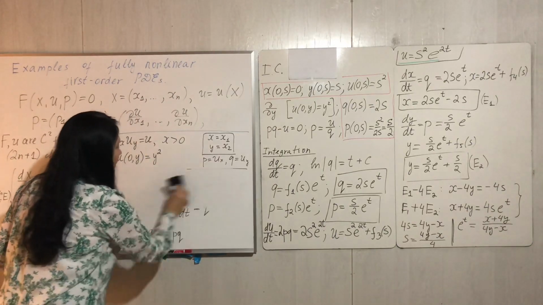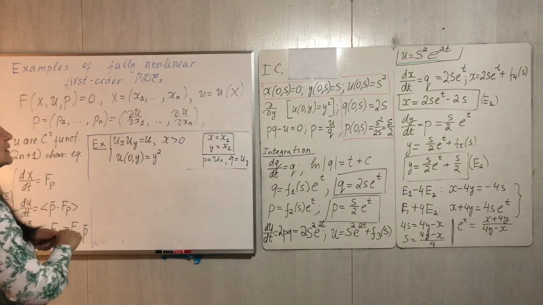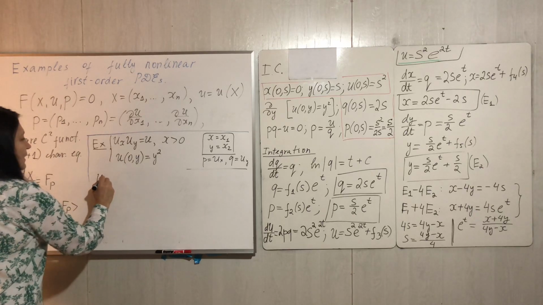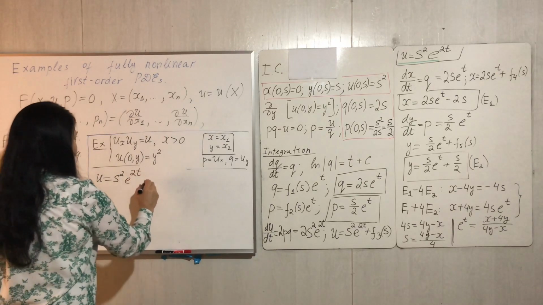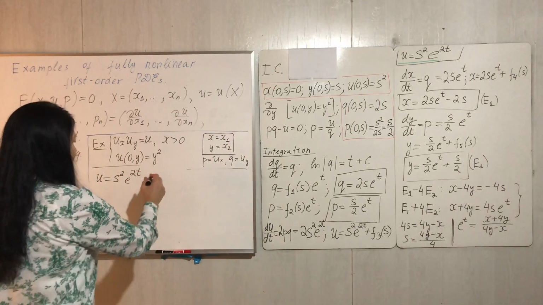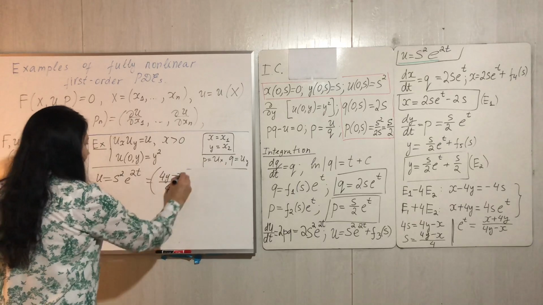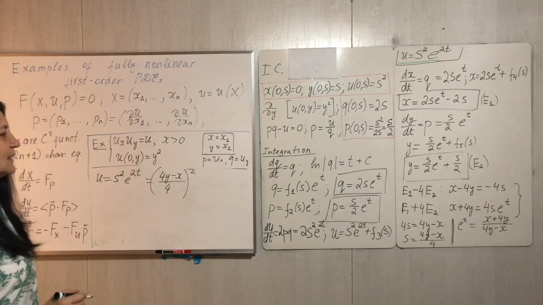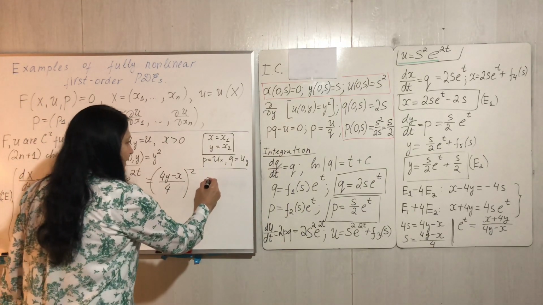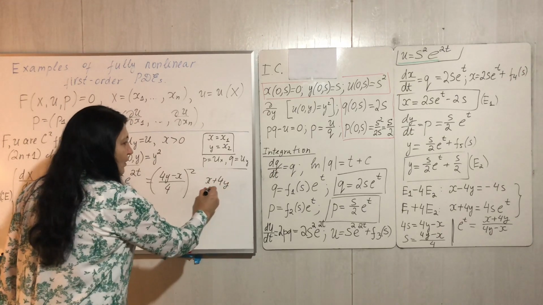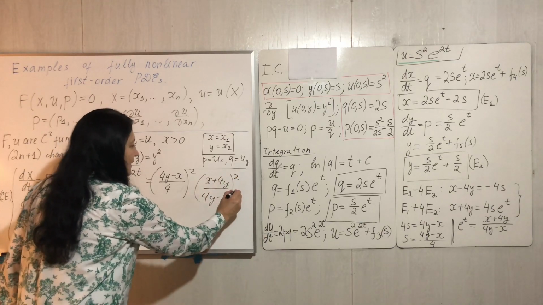final answer. So we have our function u equals s squared e to the 2t, where s squared is 4y minus x over 4, everything squared, and e to the 2t would be x plus 4y over 4y minus x, and everything is squared.